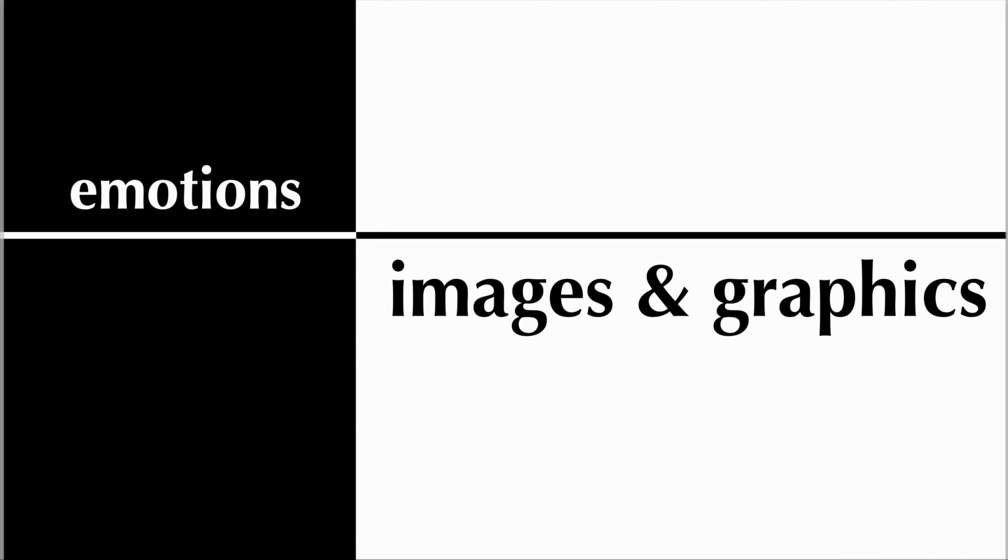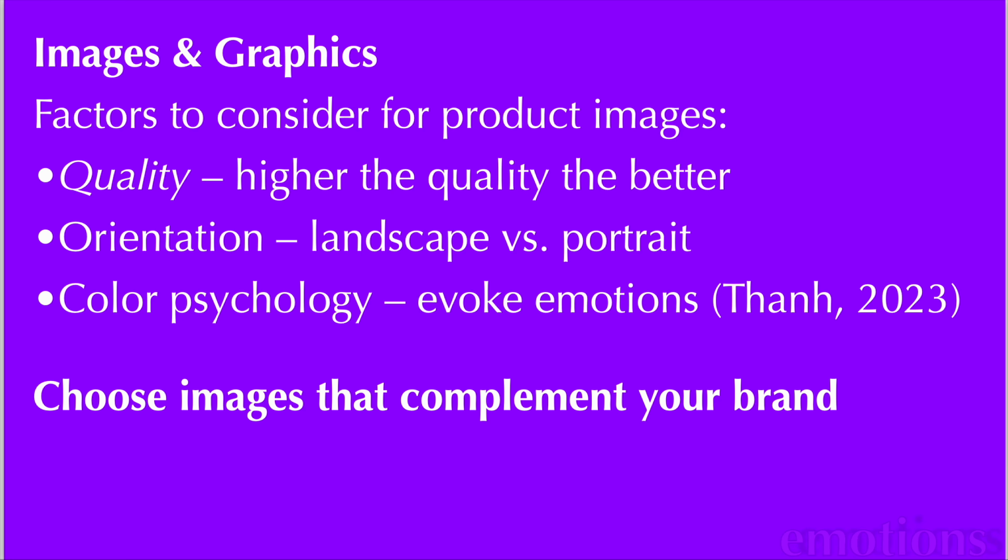Images and graphics can be useful in your product. Some of the factors you want to consider for product images that you might include, say on a website, is the quality of the image you include. The higher the quality, the better. But if you're on a website, that could slow down the way the pages load, which is less of a problem these days because Wi-Fi is generally pretty good. Also the orientation of the images, whether it's landscape or portrait. And as we spoke about previously, the color psychology. You want to think about the way that colors evoke certain emotions. From this, you want to choose images that complement your brand.